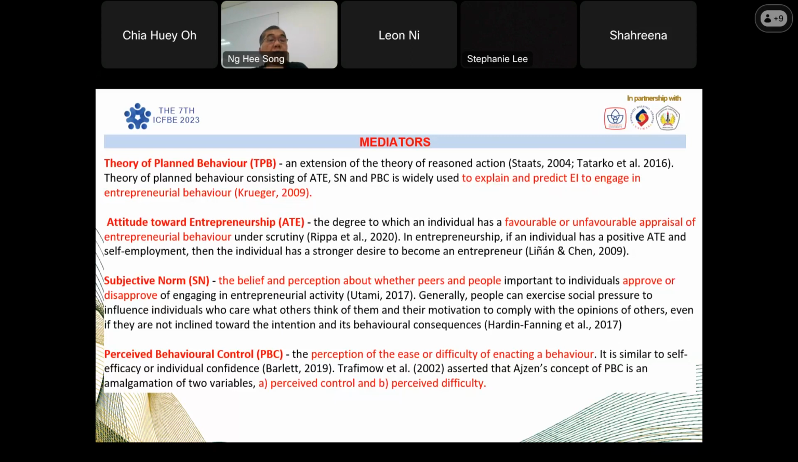The third one is perceived behavioral control. Are you able to have self-confidence? If you have self-confidence or self-efficacy, most likely you are able to start entrepreneurship. To a certain extent, we talk about the concept of how difficult or how easy you perceive the environment to be, so I put here perception of ease or difficulty. So this is the variable.